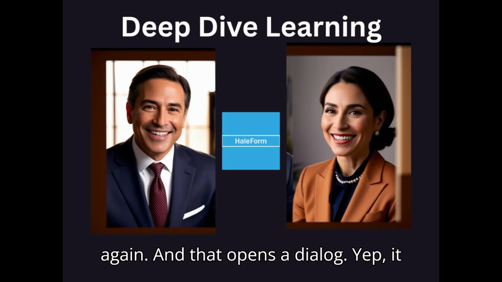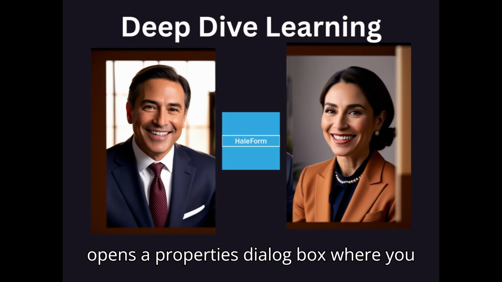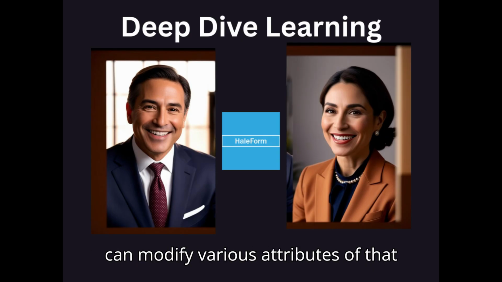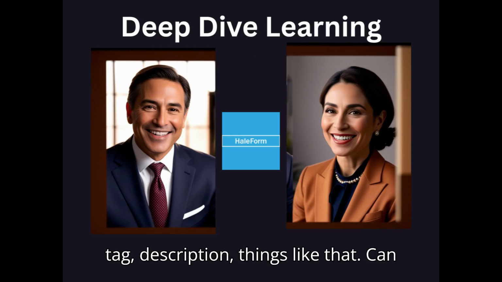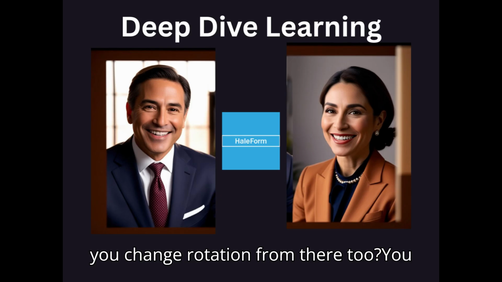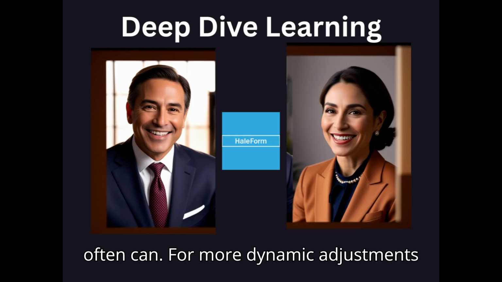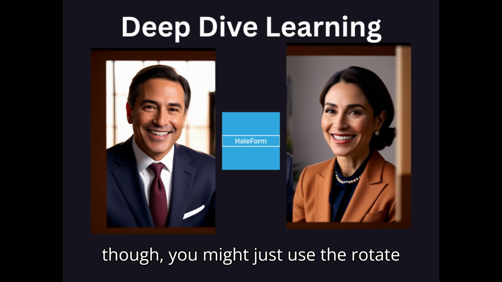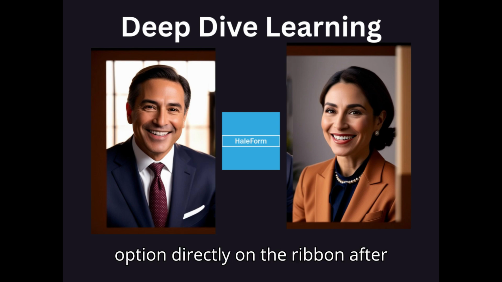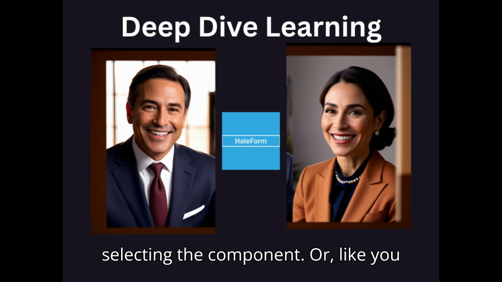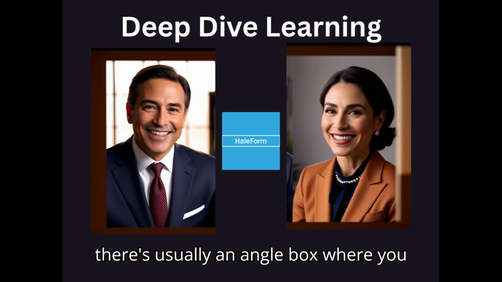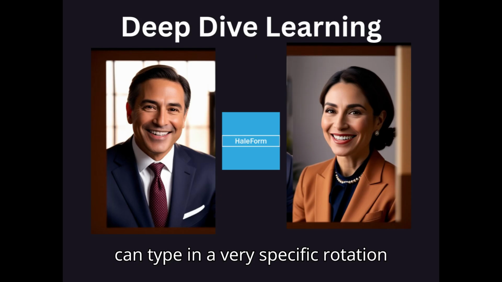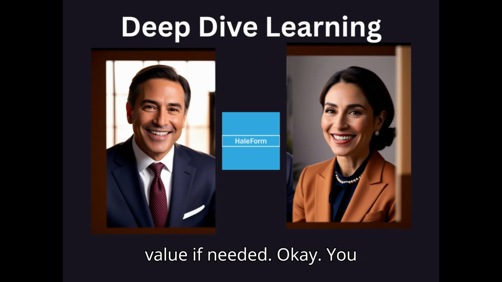And that opens a dialog. Yep, it opens a Properties dialog box where you can modify various attributes of that component, maybe change its spec, its tag, description, things like that. Can you change rotation from there too? You often can. For more dynamic adjustments, though, you might just use the Rotate option directly on the ribbon after selecting the component. Or, like you said, within the Properties dialog, there's usually an angle box where you can type in a very specific rotation value if needed.